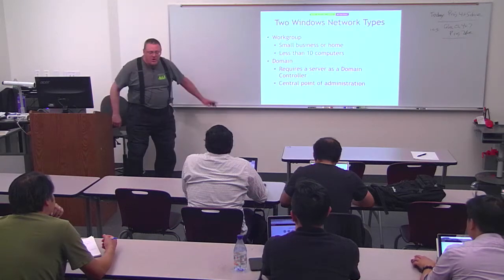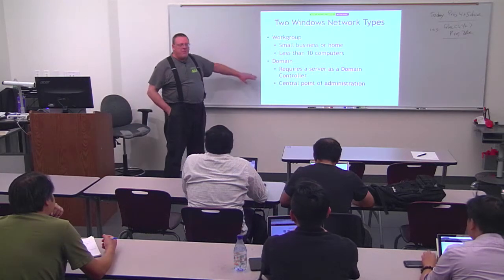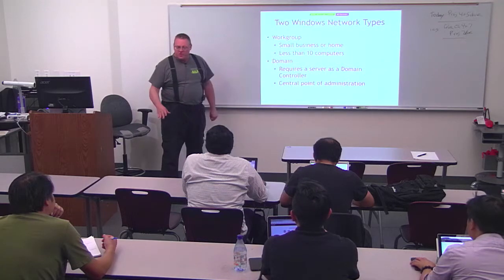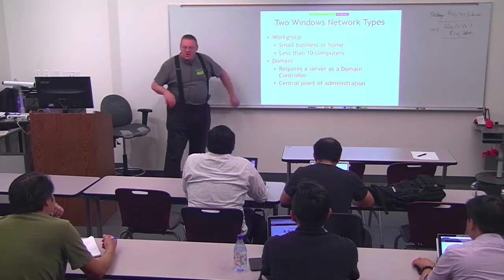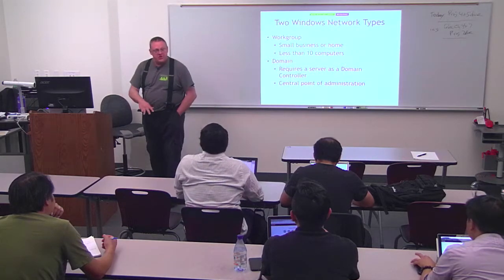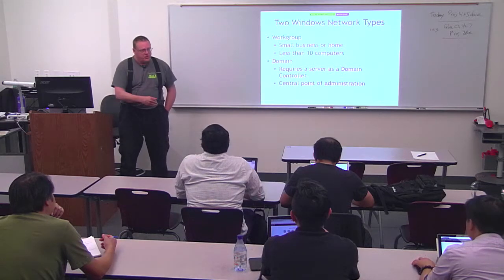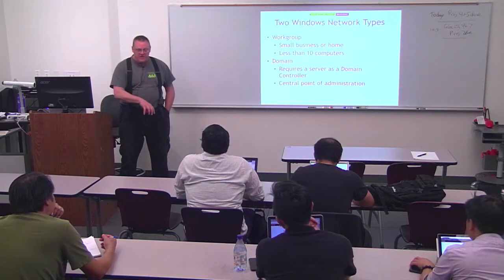A domain controller, you have to buy a server, which is why most people don't want to do it for home networks. You have to buy a box that does nothing directly useful. Nobody is actually surfing the web or typing Word documents on this box. It's just a domain controller, but that's where you have the central point of administration. All the password hashes are on the domain controller. All the permissions are assigned to the domain controller. All the file and printer shares are controlled by the domain controller.